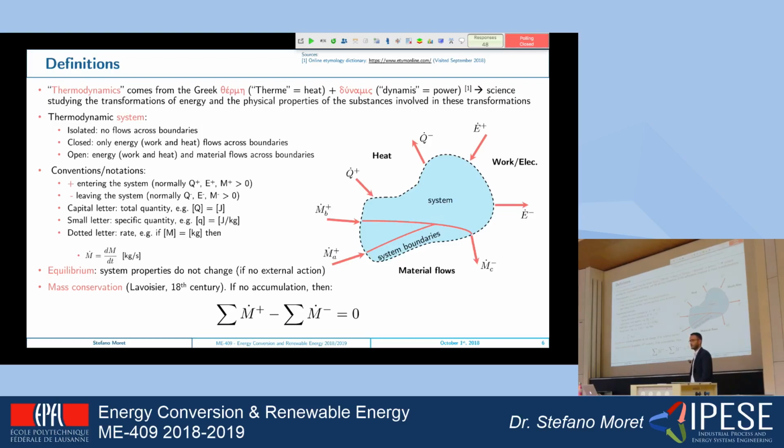You know that if there is no accumulation in the system, the law of Lavoisier tells us that within a system we have the mass balance. So this is something that we know prior to introducing the law of thermodynamics.